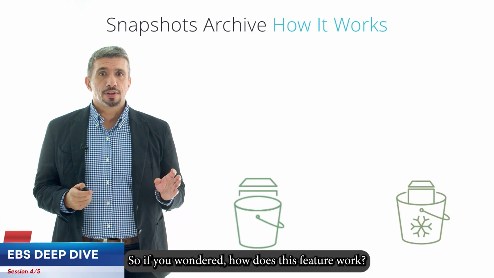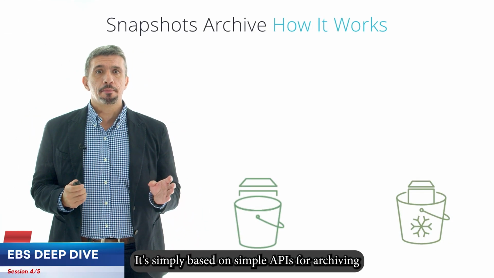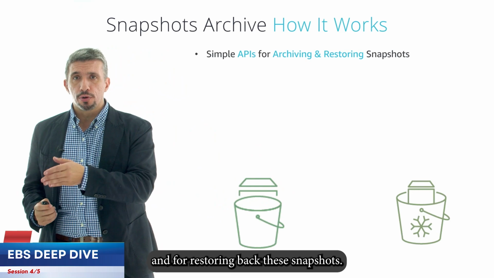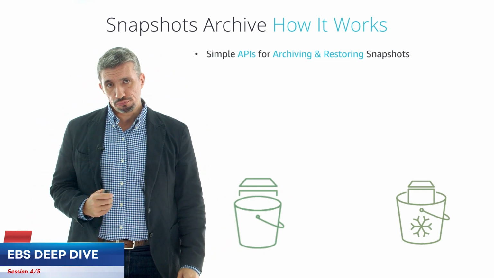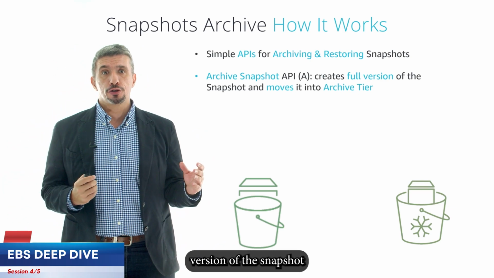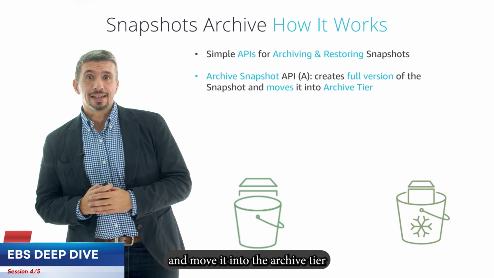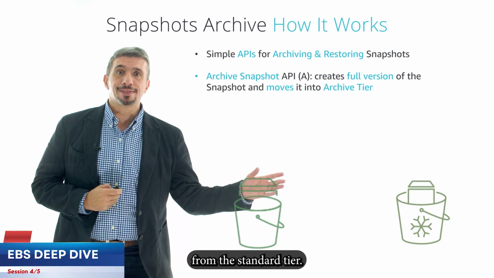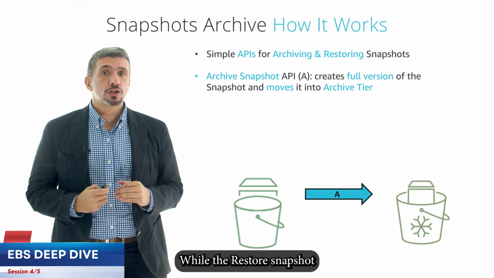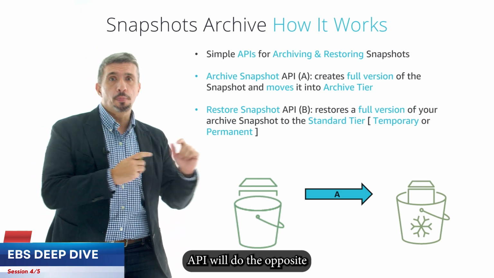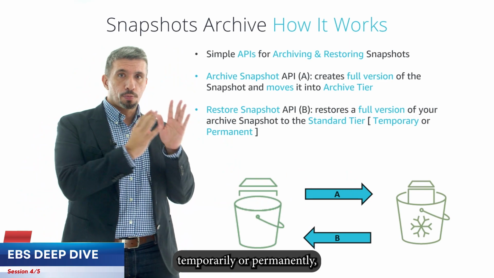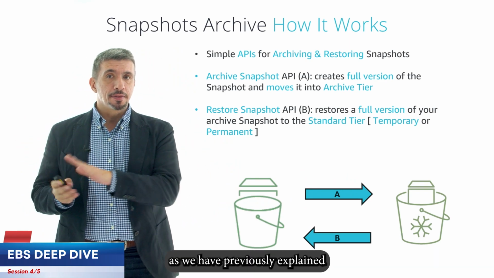So if you wondered how does this feature work, it's simply based on simple APIs for archiving and for restoring back these snapshots. The archive snapshot API creates a full version of the snapshot and moves it into the archive tier from the standard tier. While the restore snapshot API will do the opposite and restore a full version of the snapshot either temporarily or permanently, as we have previously explained in the previous slide.